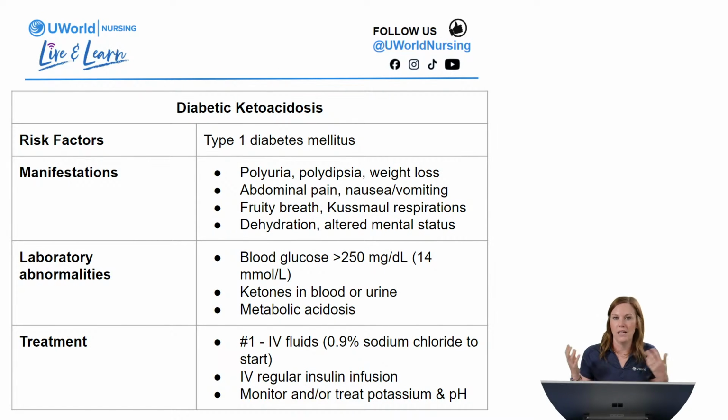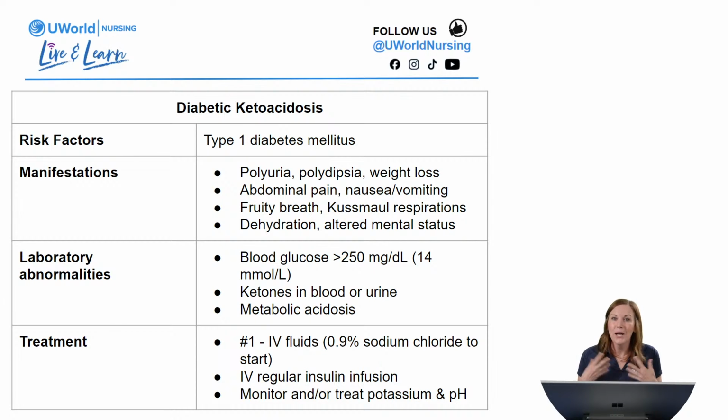And so when we put that together with labs, we're going to have extreme hyperglycemia, like extremely elevated numbers, over 250. We're also going to have ketones in our blood and in our urine. We're also going to have glucose in our urine as well. And then we're going to be acidotic, so we're going to have low pH in our blood. So those are some of the labs.